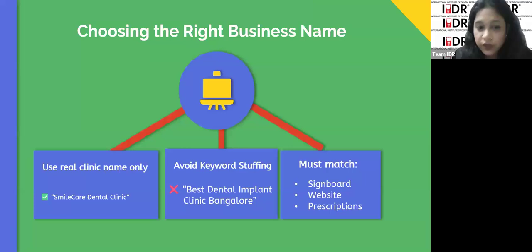For example, a name like Smile Care Dental Clinic. Avoid names such as Best Implant Center Bangalore or Best Implant Center in Mumbai or Navi Mumbai. It violates Google guidelines, and automatically Google will list you lower in your search results. Sometimes if you do too much keyword stuffing, Google will just suspend your listing.